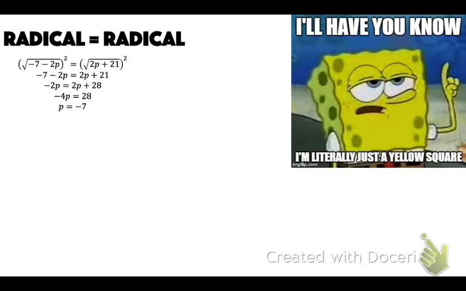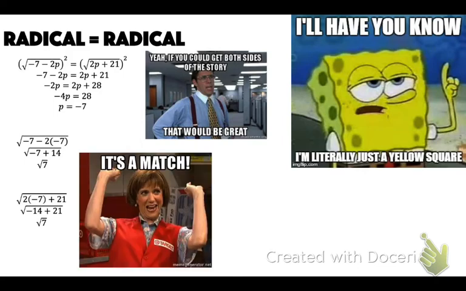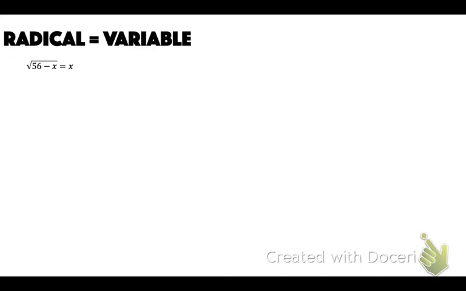Now, when we check this, we just need to check both sides. So I'm going to plug it into the left, and I'm going to plug it into the right. So square root of -7 minus 2 times -7, which is going to be the square root of -7 plus 14, which is the square root of 7. Now, the right side should also equal the square root of 7. So let's check it. So 2 times -7 plus 21, which is -14 plus 21, which is 7. Cool? It's a match.